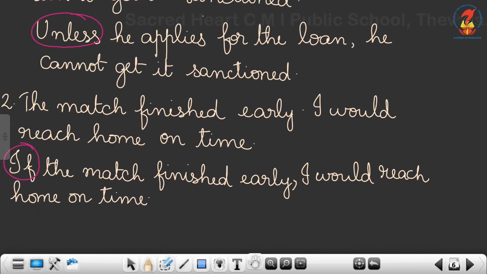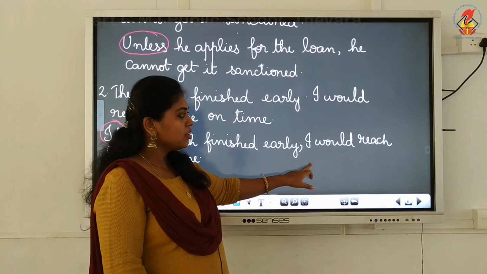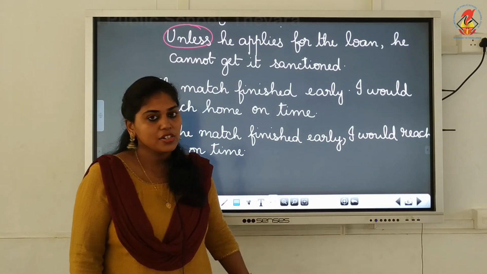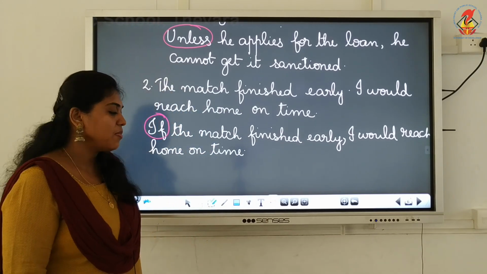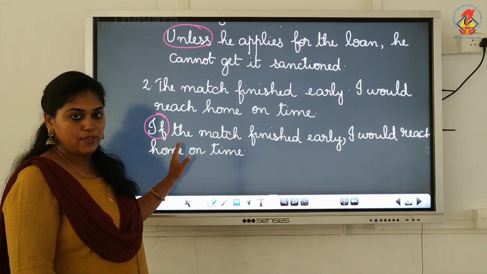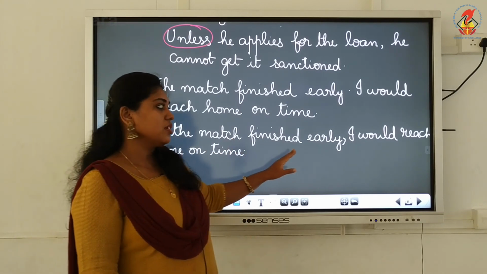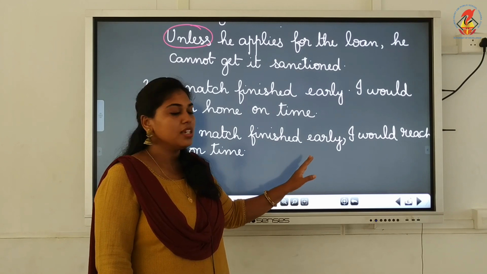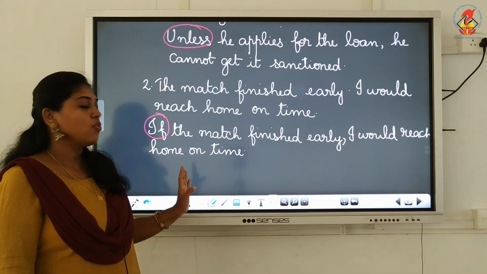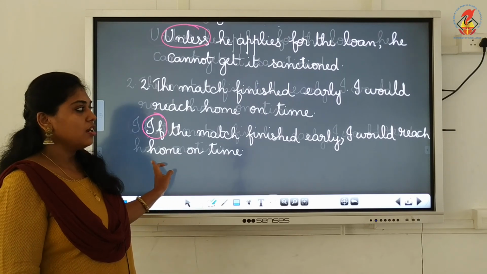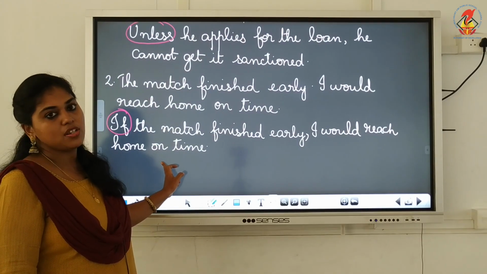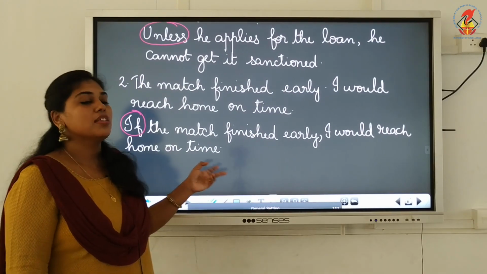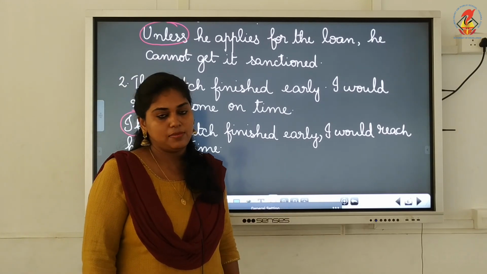Now the next one: the match finished early, I would reach home on time. Here also he is actually giving a condition. So how will you rewrite it? By using the conjunction if. If the match finished early, here he is giving a condition. If the match finished early, I would reach home on time. So here also the person is giving a condition.